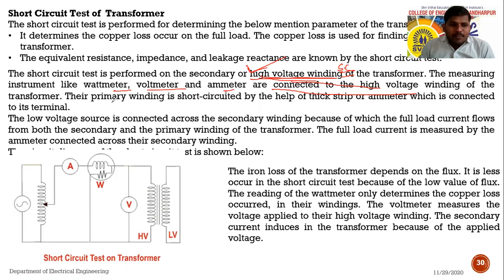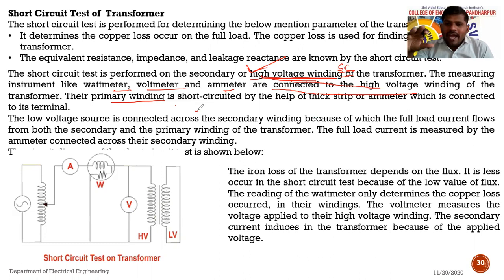There, their primary winding, or we can call it the low voltage winding, can be short circuited with the help of one thick wire or thick strip, or we directly connect one ammeter to its terminal. The low voltage source can be connected by gradually varying the supply voltage using a variac.